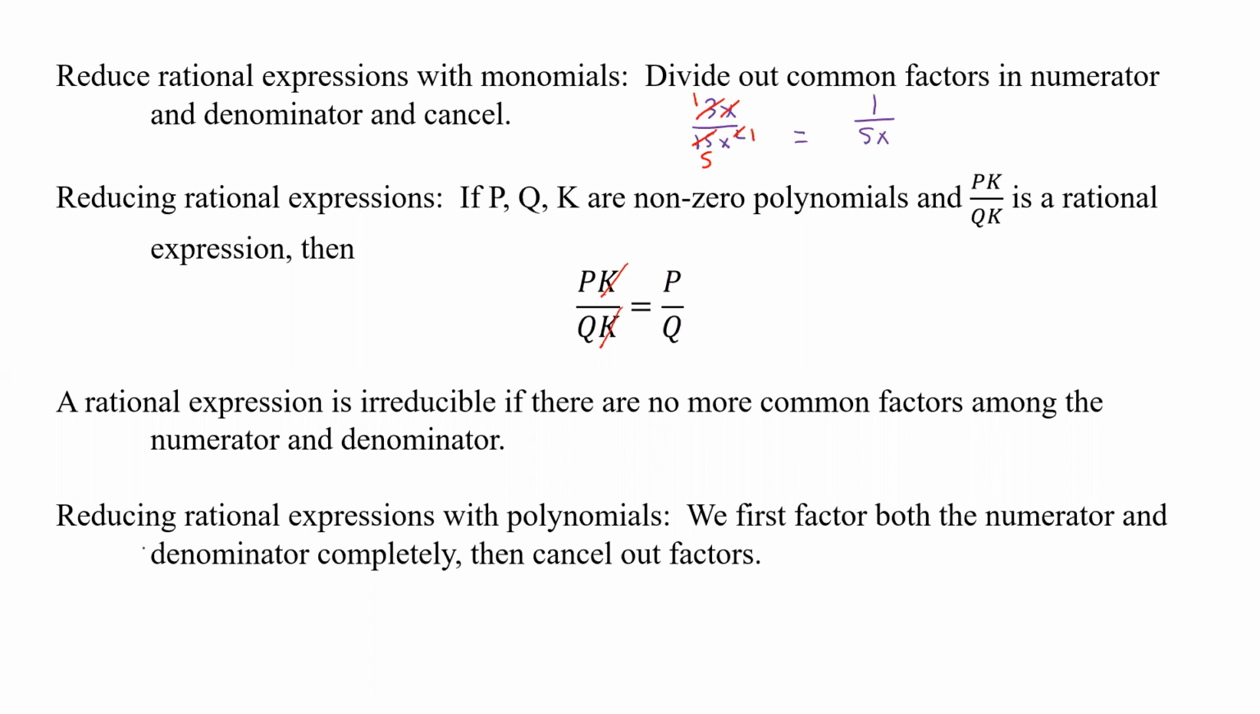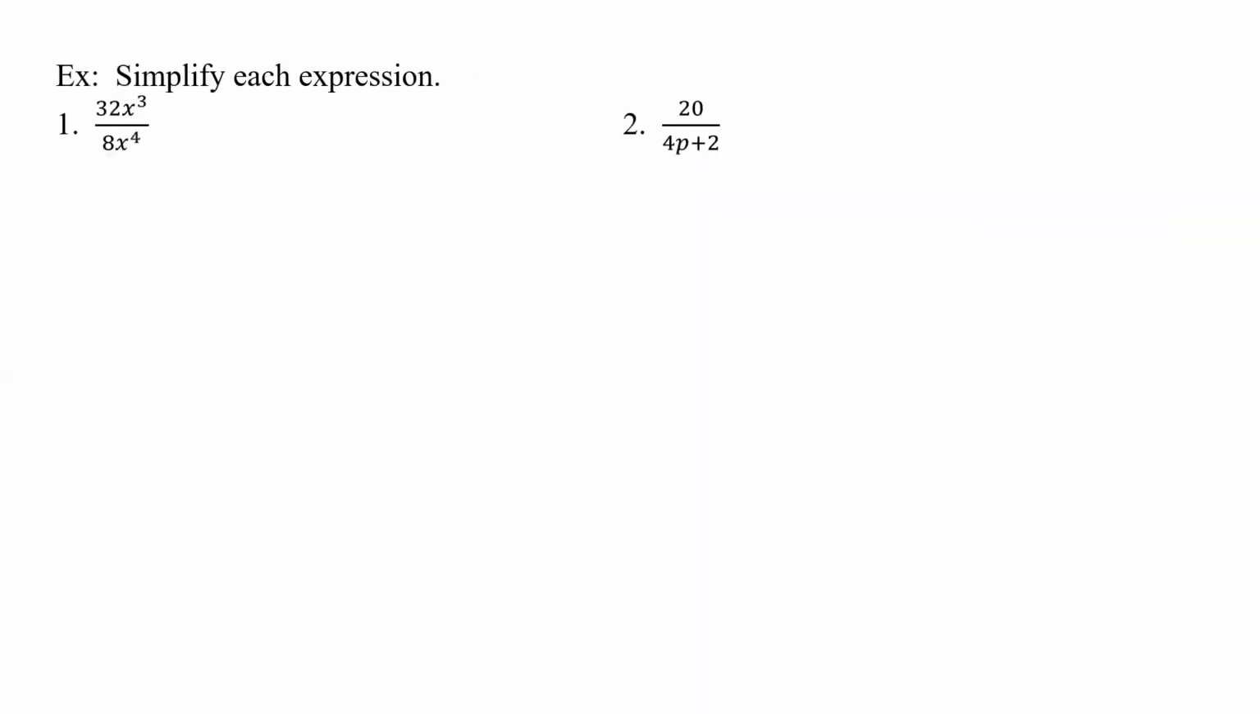Now, when we reduce fractions with polynomials, we have to first factor both the numerator and the denominator. So you're going to get really good at factoring here. Then you cancel out any factors that are in common, and then you can reduce it and have your final rational expression. And so now we're just going to do a bunch of different types and examples, and that's what we do now.